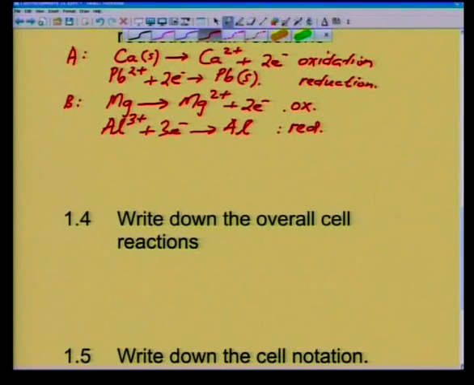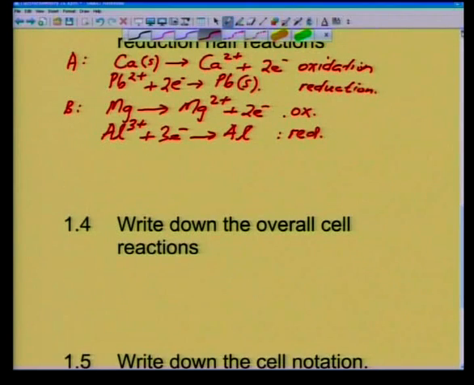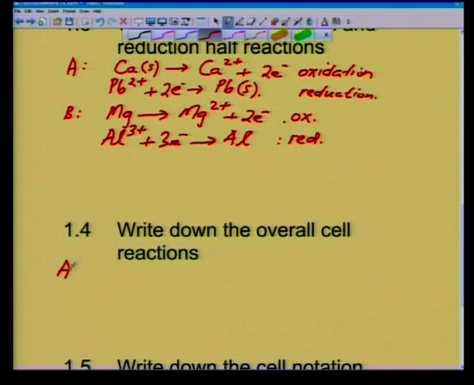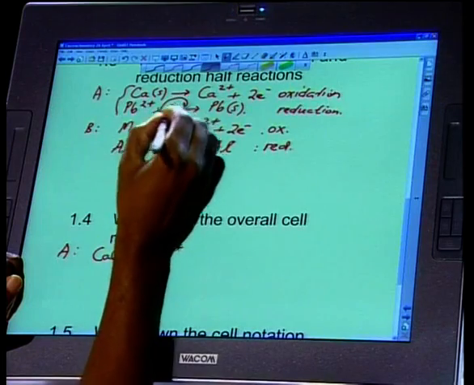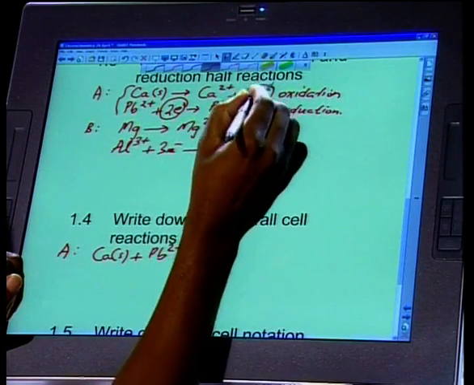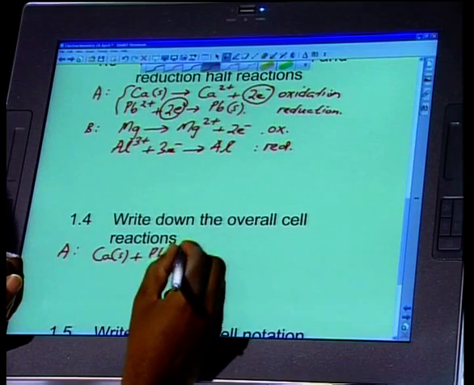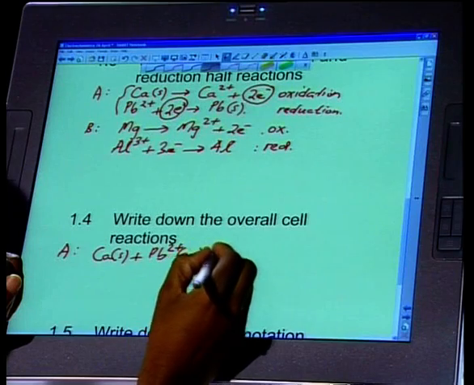1.4, write down the overall cell reaction. Now, let's start with A. Take it from there. Now, you see you've got Ca. So, overall cell reaction, you put the two together. I've got Ca solid, everything on the left side, plus Pb2+. But hey, the 2 electrons on the left side and the 2 electrons on the right-hand side cancel out each other. So this, we know, is in solution, aq.